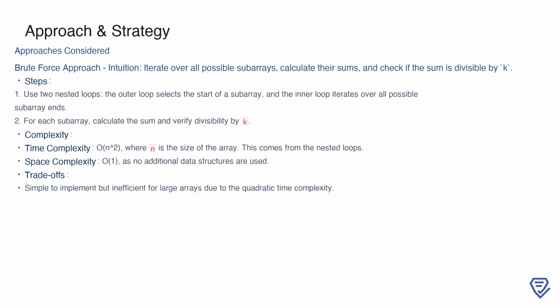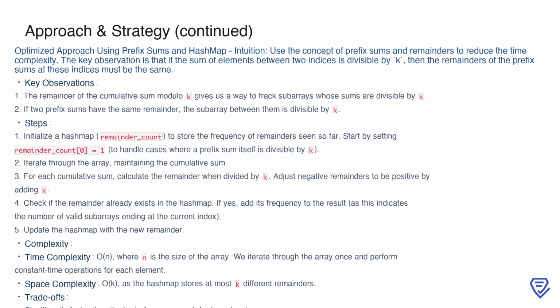The time complexity is n squared, because of the 2 nested loops, and this makes it impractical for large arrays. However, it has minimal space requirements, with a space complexity of 1, as no additional data structures are needed. The trade-off, then, is between simplicity and performance. This approach is easy to understand but becomes inefficient as the size of the array grows. Now, let's explore the optimized approach using prefix sums and a hash map. This method is based on the insight that if the sum of elements between 2 indices is divisible by k, then the remainders of the prefix sums at these 2 indices must be the same.